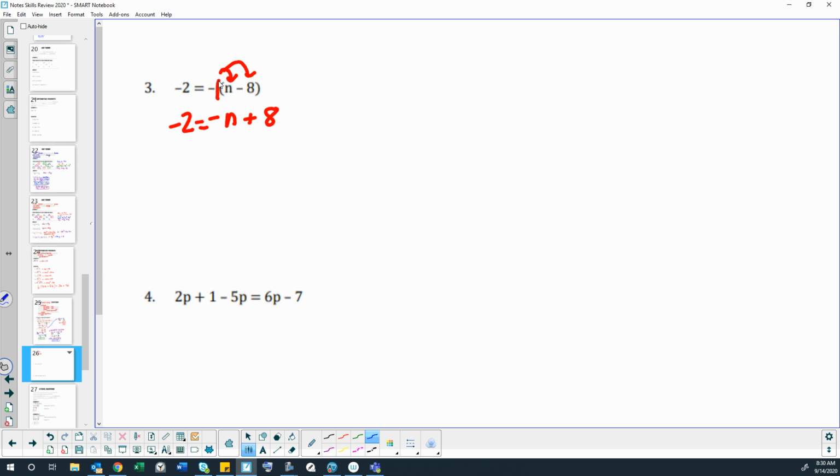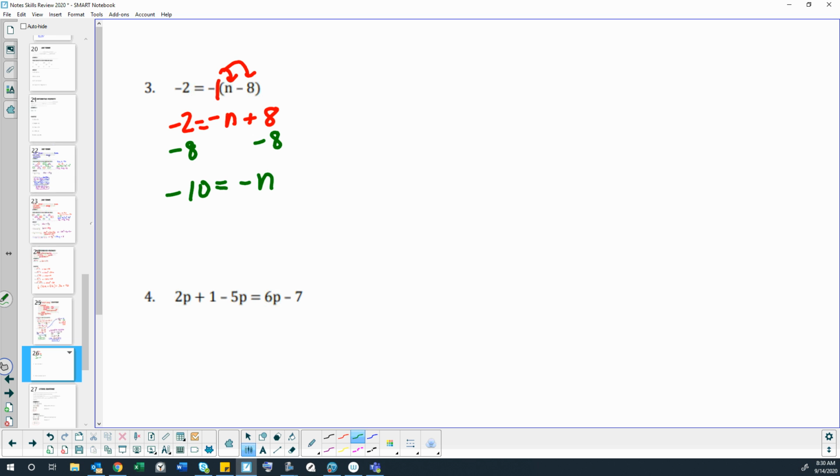So what's in the way of n being by itself? Correct. So what do we want to do with that 8? It's plus 8, so get rid of it by doing what? Subtract 8. Very good. We're going to subtract 8 from each side. A -2 and a -8 added together is -10. And that gives us -n equals -10.